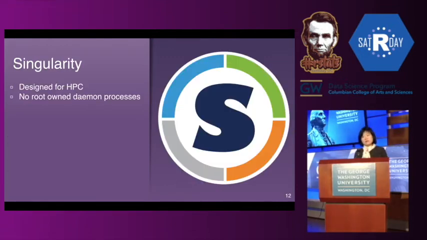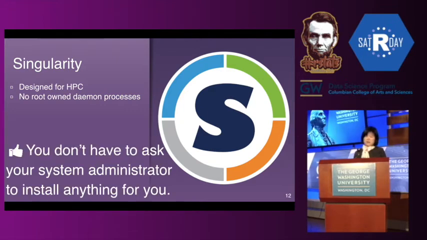And Singularity started only 3 years ago, but it's been gaining a lot of popularity in the high-performance computing community. One of the biggest advantages is that you don't need a root-owned daemon process. So once you convince your system administrator to install Singularity, you don't have to ask him to do anything else. You can install everything you want on it, and you can run it as a normal user. You don't have to be root. You don't have to have the root privilege. So to me, this is a huge advantage.